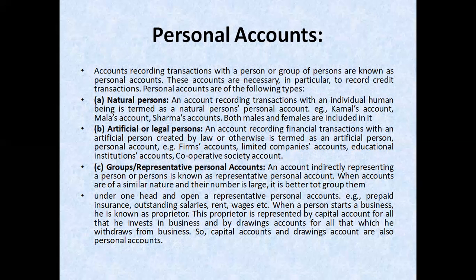When a person starts a business, he is known as the proprietor. This proprietor is represented by the capital. Capital is a representative account of the owners, so that is also known as a representative personal account for all that they invest in the business. Drawing accounts are also for the owners, for all that is withdrawn from the business. So capital account and drawing account are also personal accounts for the owner and proprietor. Others like prepaid insurance, outstanding wages and so on, all these accounts are known as personal accounts.